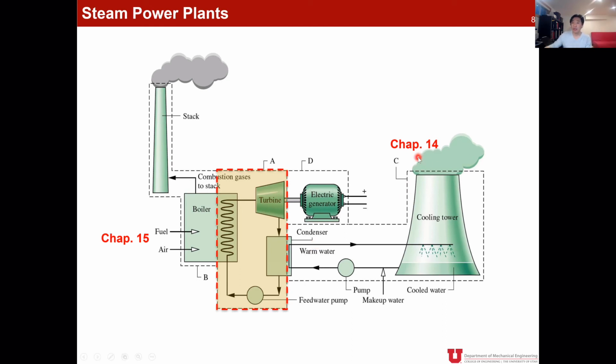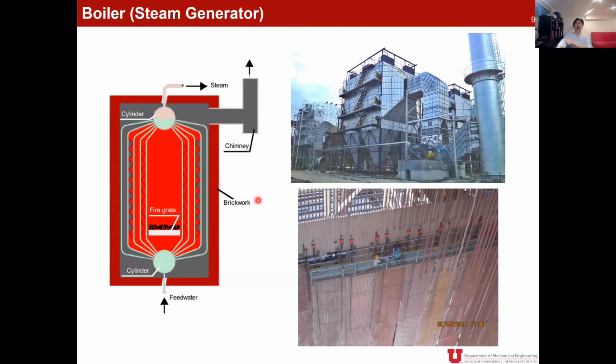In our textbook, this overall condensing process using a cooling tower is discussed in chapter 14, and the chemical reaction through the combustion process and its thermodynamic analysis is discussed in chapter 15, but that is outside our scope in our class. So we are going to mainly focus on this cycle. So let's take a look at how each component of this cycle actually looks.